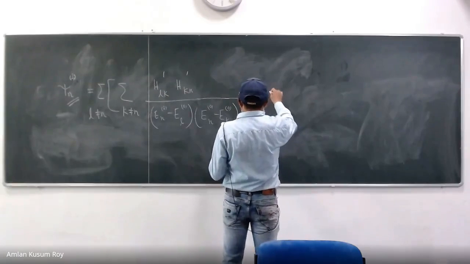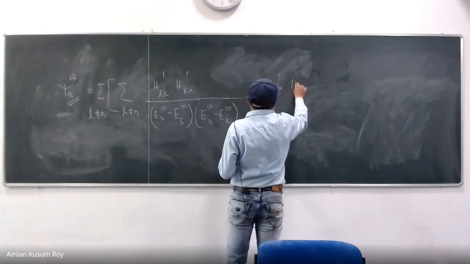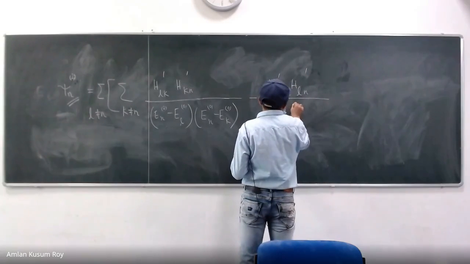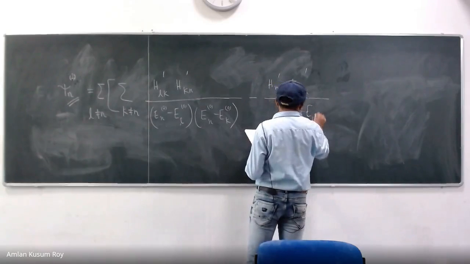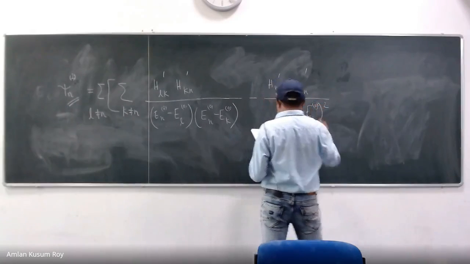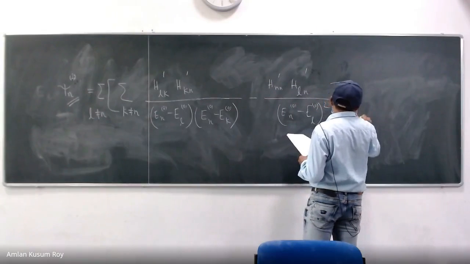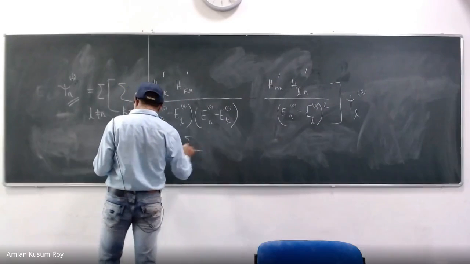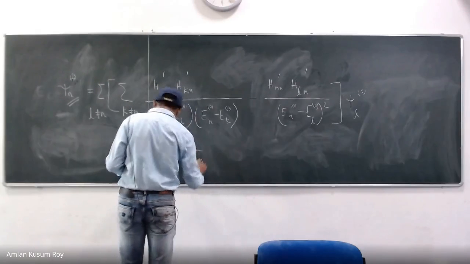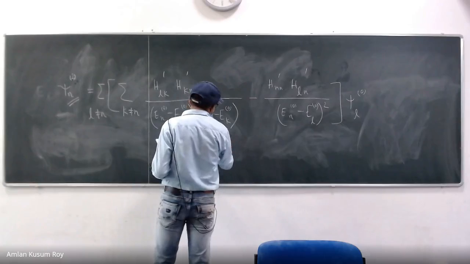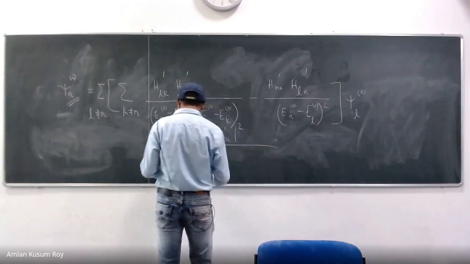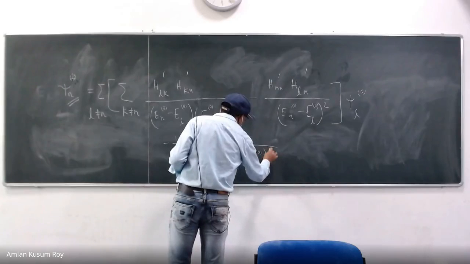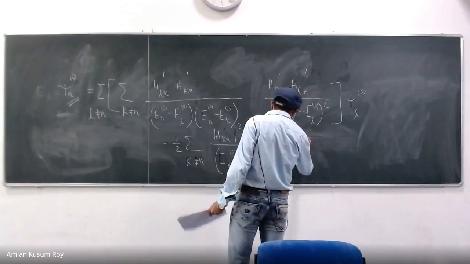Minus H_nn' H_ln' over En0 minus El0 square, okay, into psi l0, minus half summation k not equals to n H_kn' square over En0 minus Ek0 square psi n0.